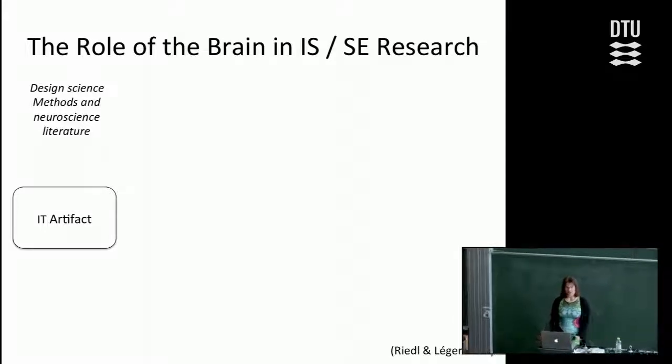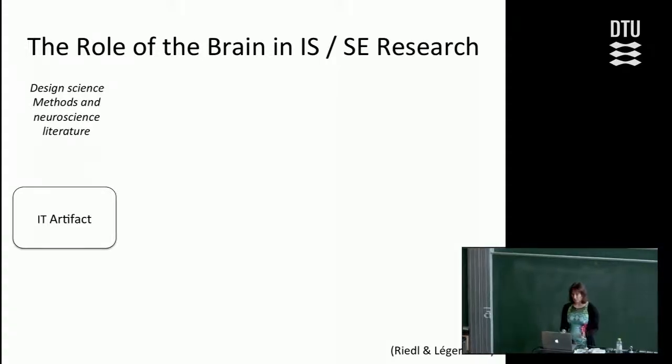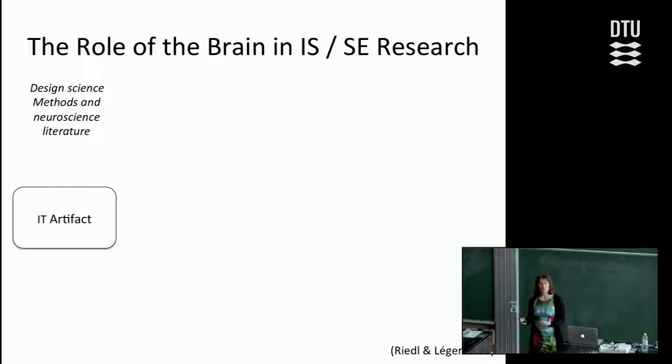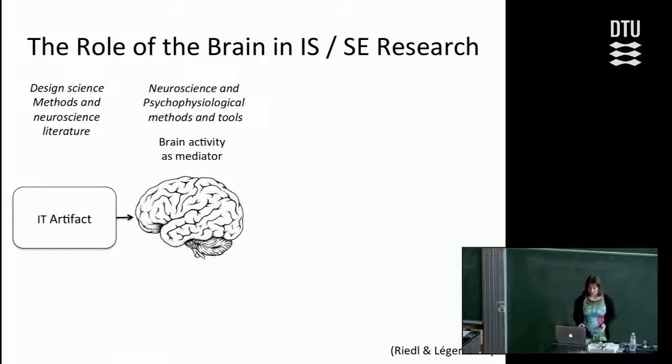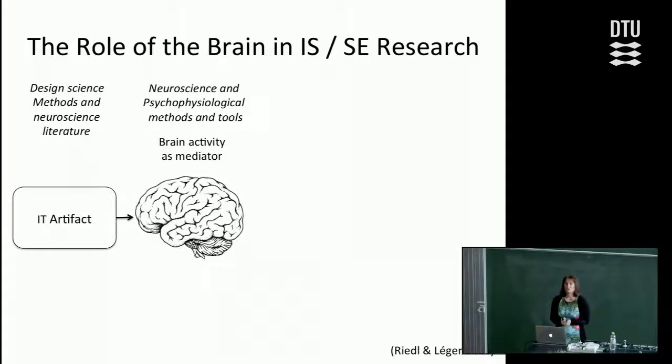Whenever we are talking about software engineering or IS engineering, there is always a central IT artifact. This can be a running software system, a piece of source code, or a model, like a UML model or a process model, that is used in parts of the development process. And when interacting with a design or IT artifact, there is typically activity going on in the brain, which we can observe using neuroscience and psychophysiological methods and tools.